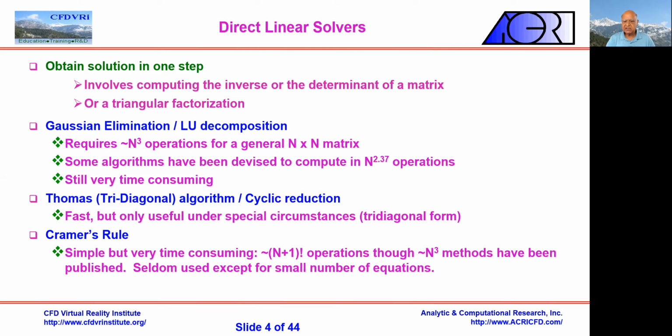A very efficient and fast method is the tri-diagonal algorithm, or cyclic reduction, often called the Thomas algorithm. But the only thing with tri-diagonal is it can only be used for a system where we assume there are only three connecting nodes, like a 1D system where one node is connected to two neighboring nodes. That's a tri-diagonal system.